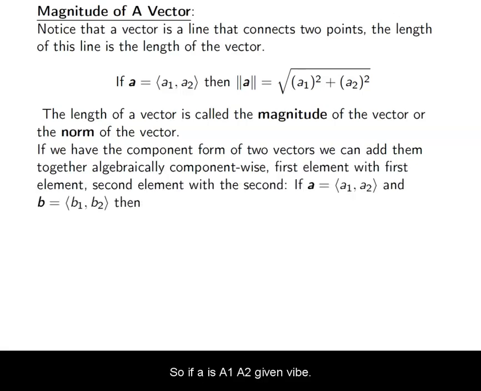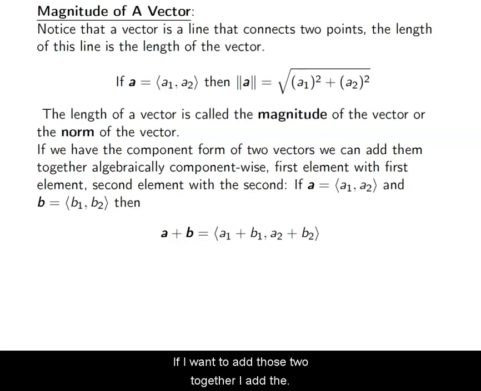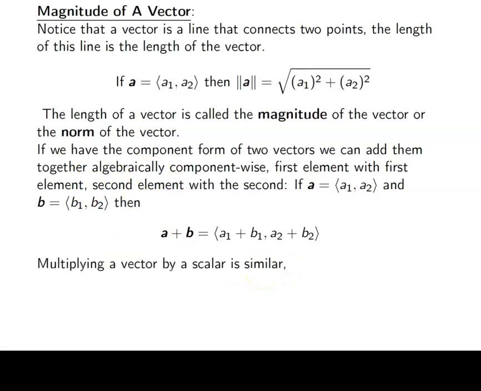So if A is (A1, A2) and B is given by (B1, B2), then if I want to add those two together, I add their two first terms together and I add their two second terms together, right? So component-wise means their respective components get combined together. So that is the definition of the addition of vectors algebraically.